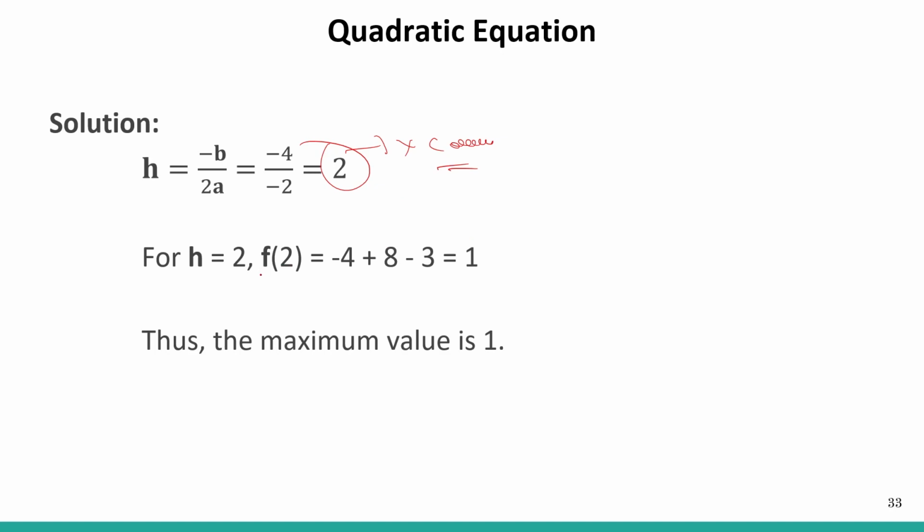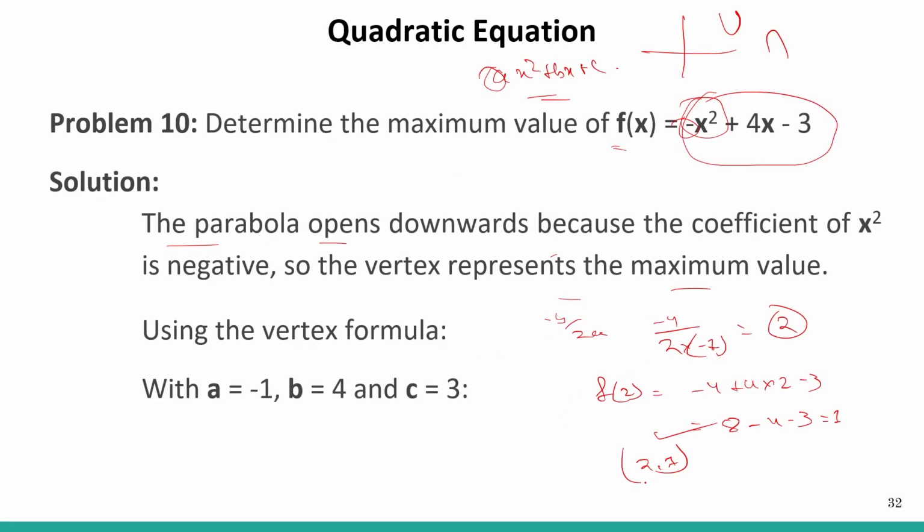So for the y coordinate, what we do is we put 2 into the quadratic expression, that is equal to minus 4 plus 8 minus 3, that is equal to 1. So the maximum value is actually 1. Okay, maximum value is 1 and its point is in y coordinate, it will be (2, 1).